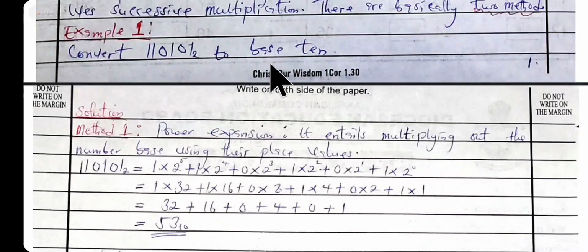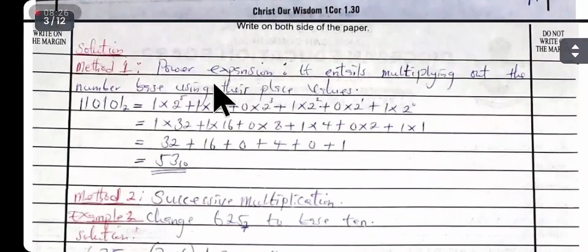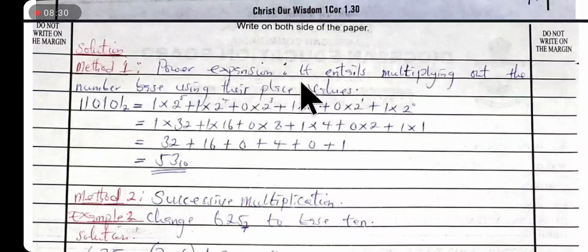Of course, the first example: convert 110101 in base 2 to base 10. If you are converting this value in base 2 to base 10, we go with method 1. Method 1, we call it power expansion. It entails multiplying out the number base using their place values.